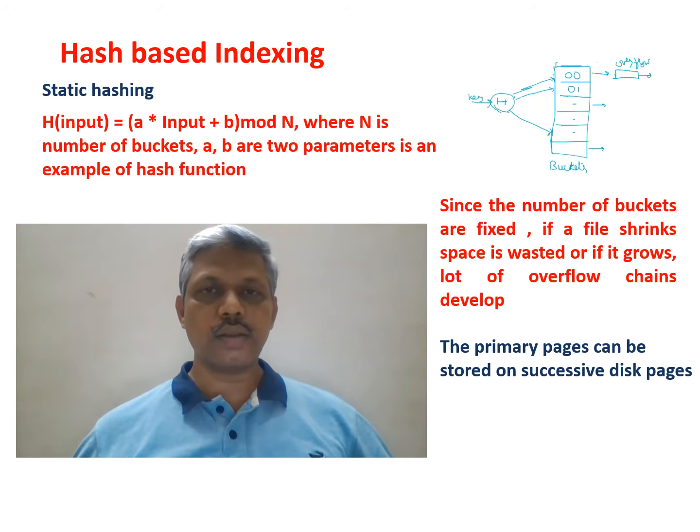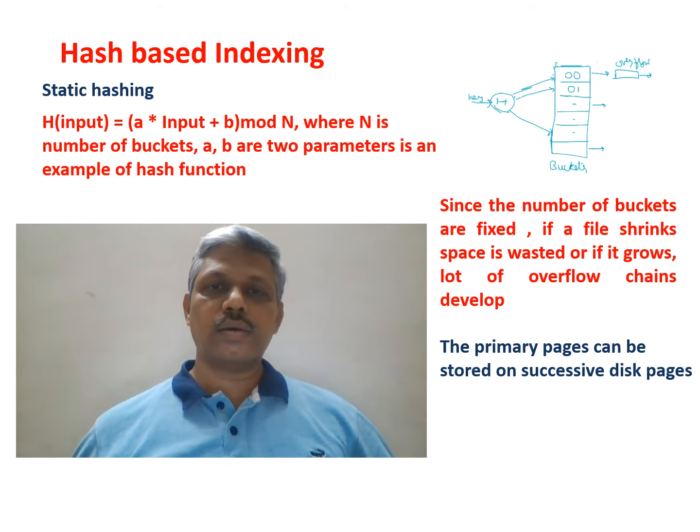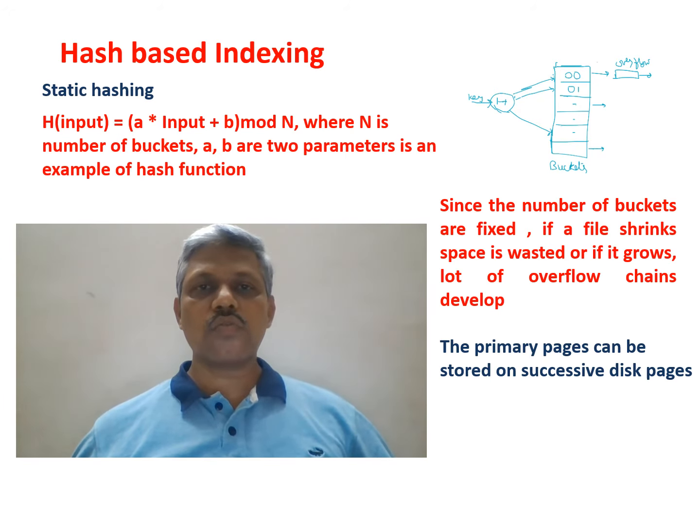This is the only way we can do it in static hashing, because the number of hash values cannot be increased, because the function is once for all fixed and the buckets are once for all fixed. So this is static hashing, and it is suitable for stable data. Once the number of workflow chains increases, the effectiveness of this hashing decreases.